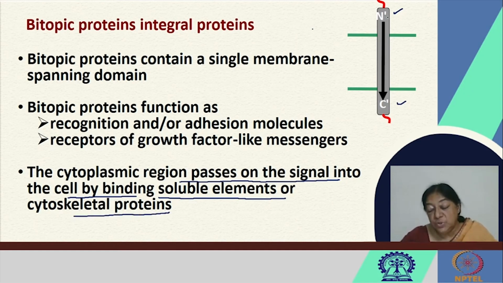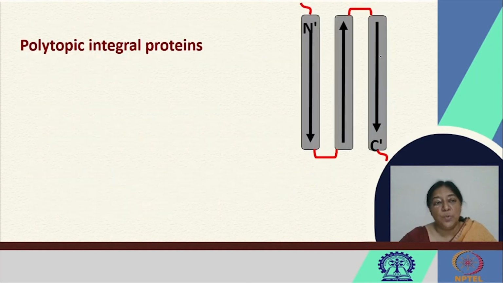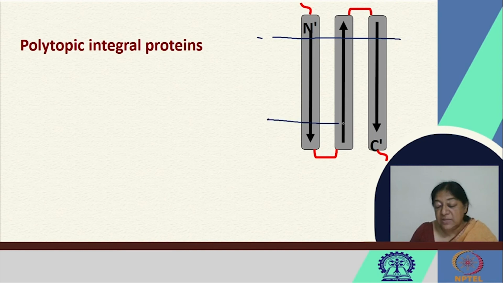So what happens is, during this transfer, if we have the transfer in this direction to the cytoplasmic region, then the signal is passed on through other molecules to the specific location or the target where the signal has to go. There are polytopic integral proteins, which have their variations in a way that they traverse the membrane a number of times.